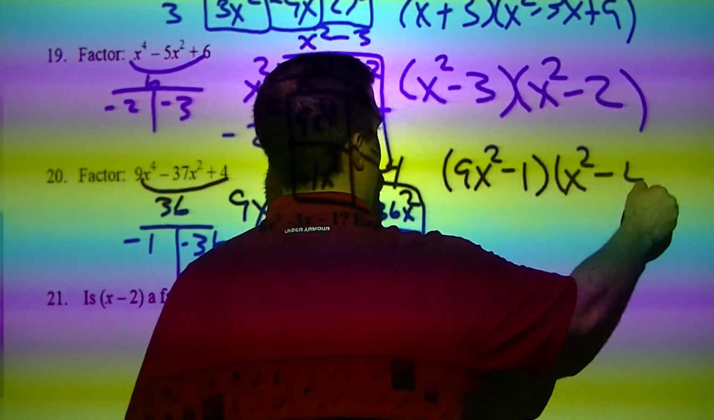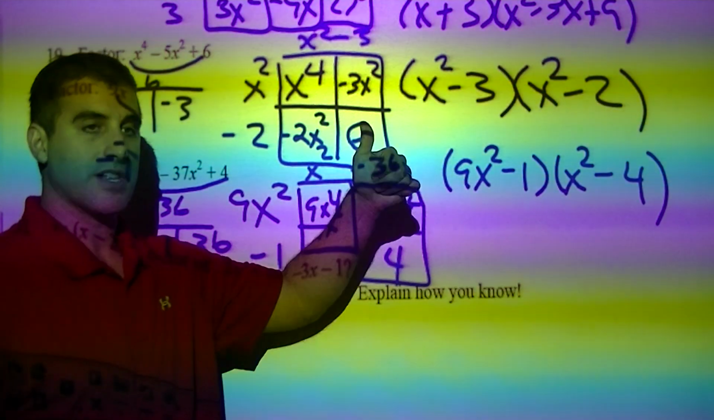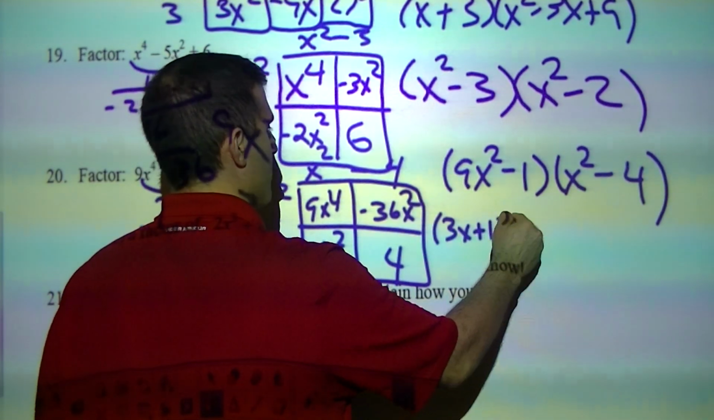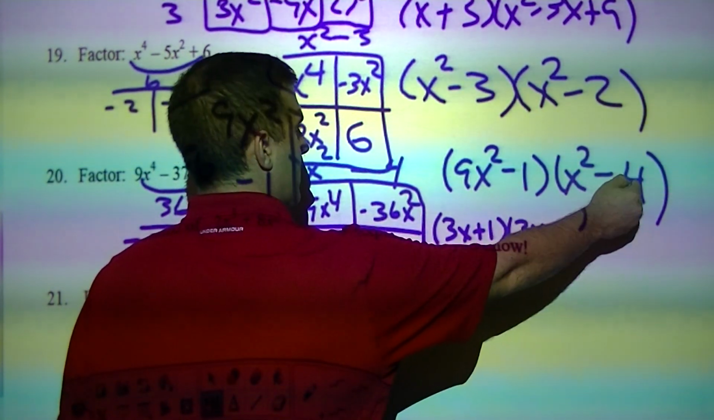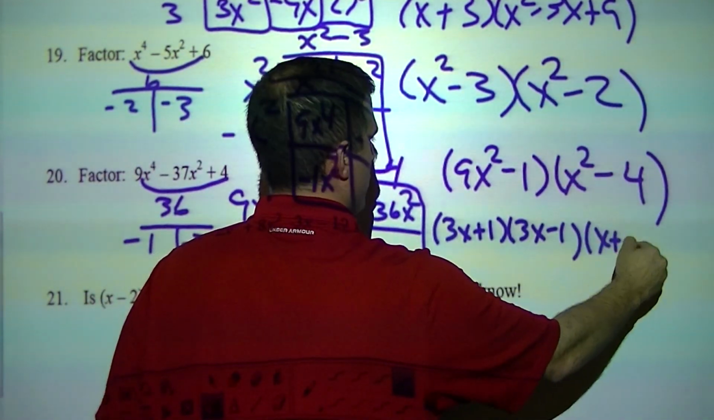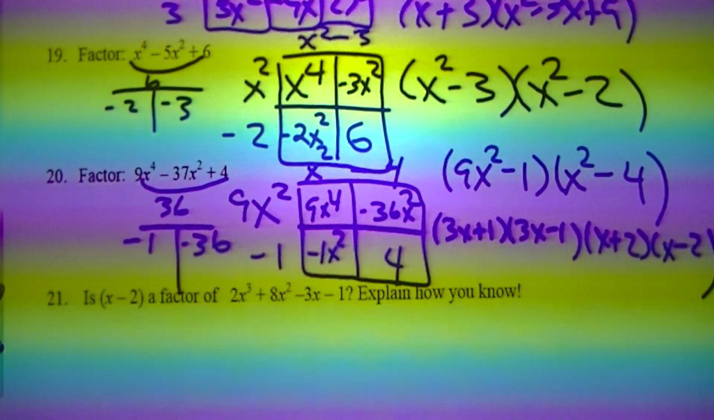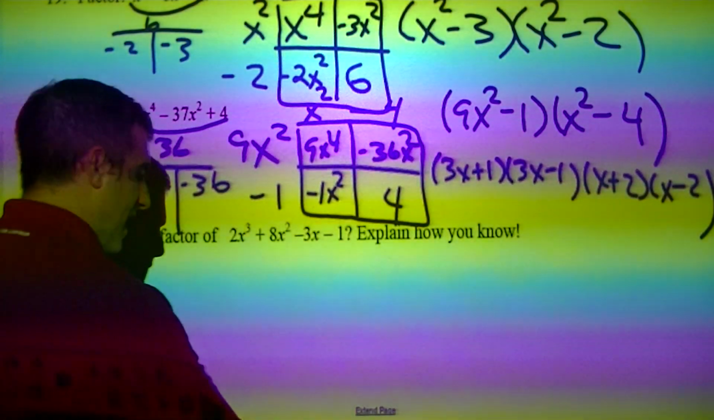So what I got here is 9x squared minus 1, 3x squared minus 4. Now, since they have a minus, that's good. I can take the square roots of those, so that's 3x plus 1, 3x minus 1. I can take the square root of both of those, so that's x plus 2, x minus 2. Okay? So those are the ones with the fourth that you have to work with. Is x minus 2 a factor of this?